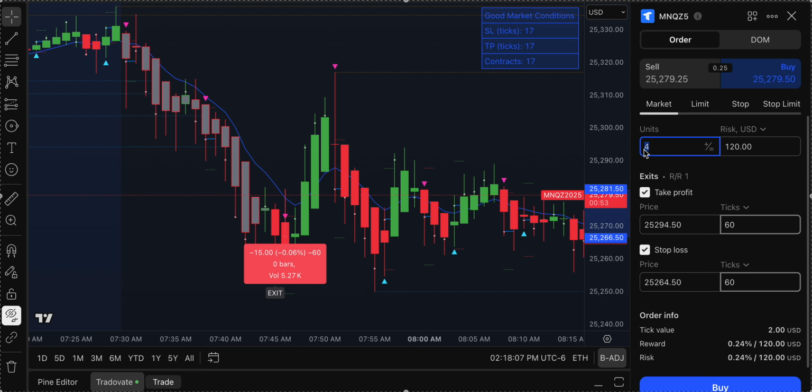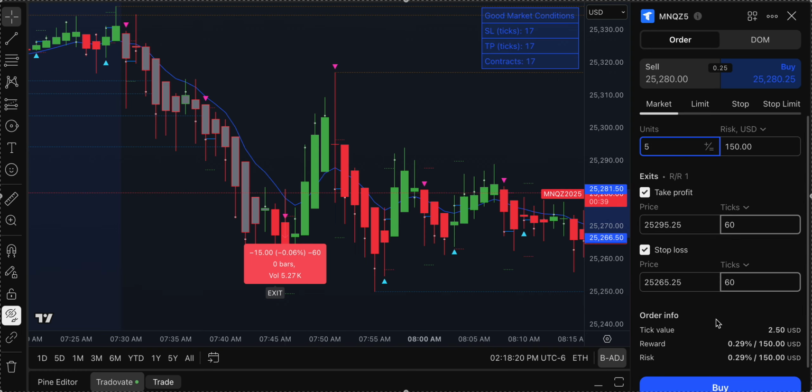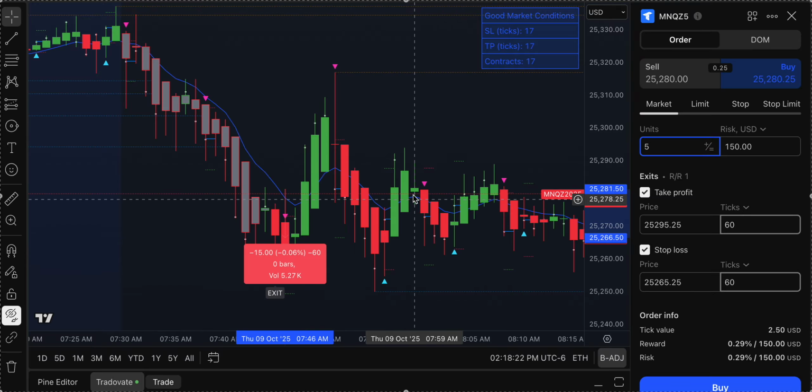So we'd need to probably go to 6. That puts us at 180, go to 5, and that's 150. So that's our risk of 5. This would actually tell us 5 contracts to use to get 150. And you change that in settings, what you're willing to risk in this area, okay?